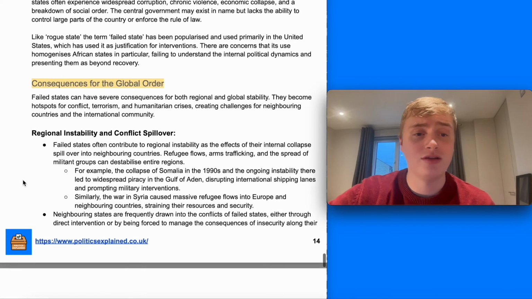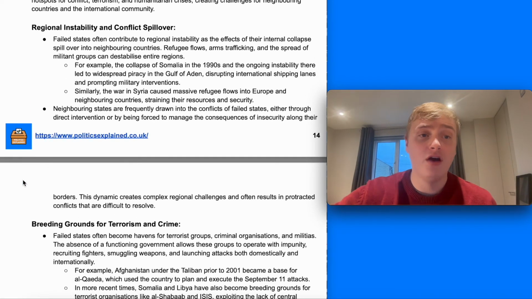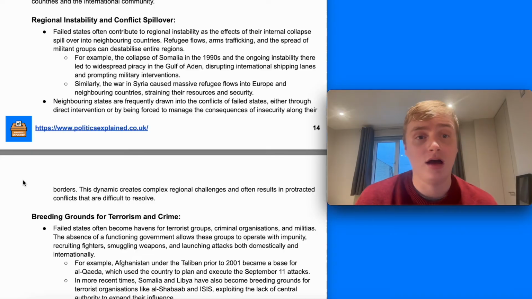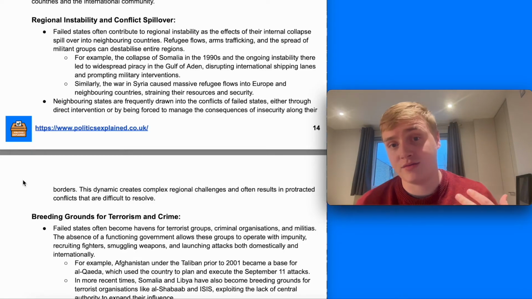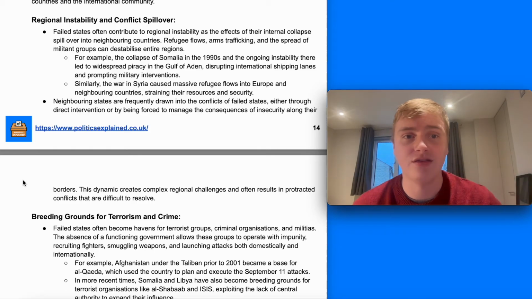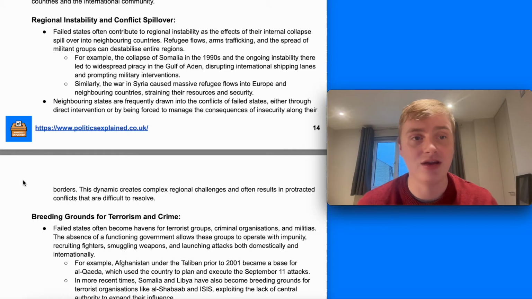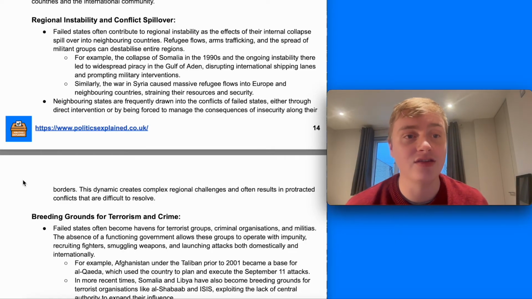In terms of their consequences for the global order, the first is regional instability and complex spillover. So when there's internal collapse, there can be real consequences for neighbouring states, including refugee flows, arms trafficking, and the spread of militant and terrorist groups that can destabilise entire regions.